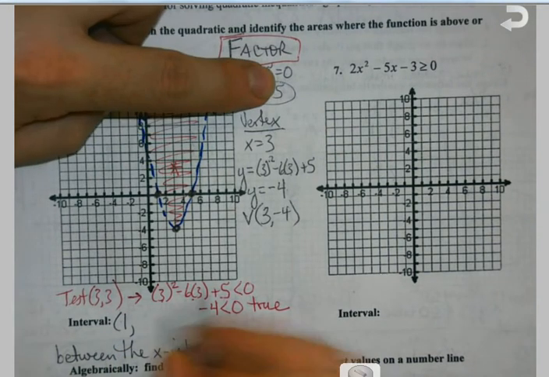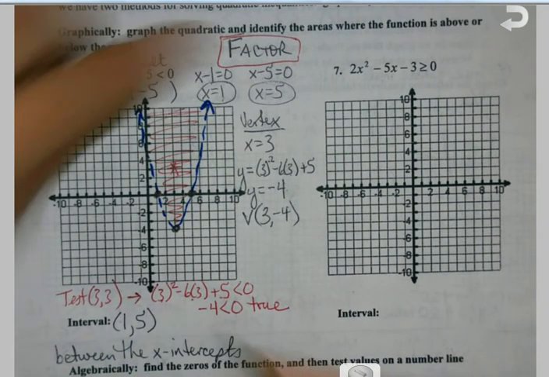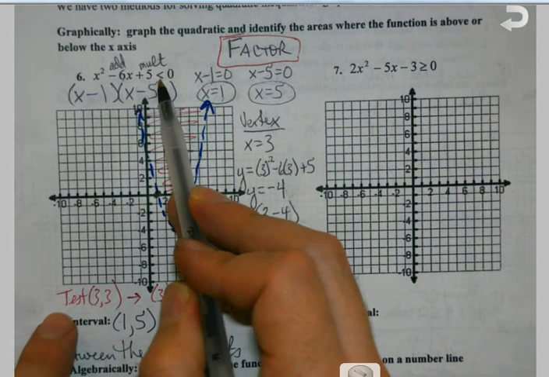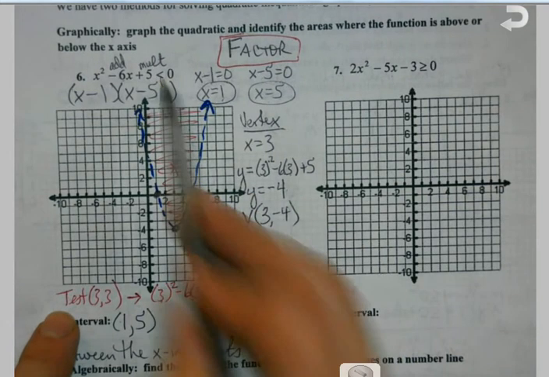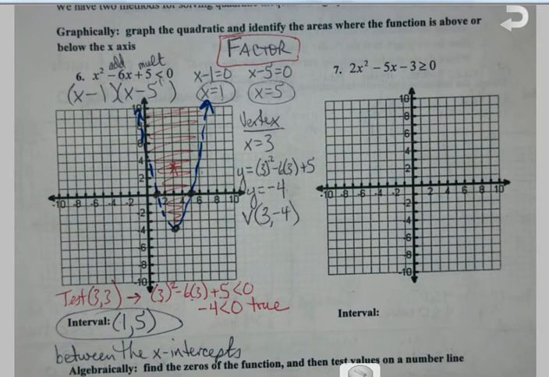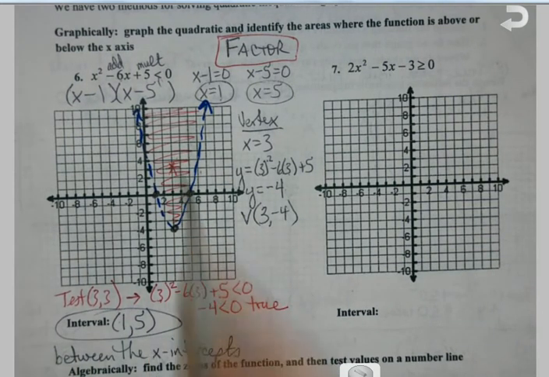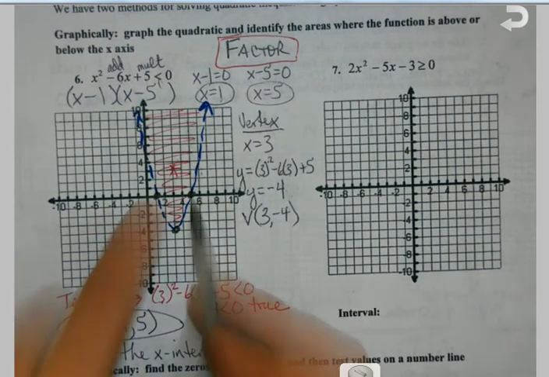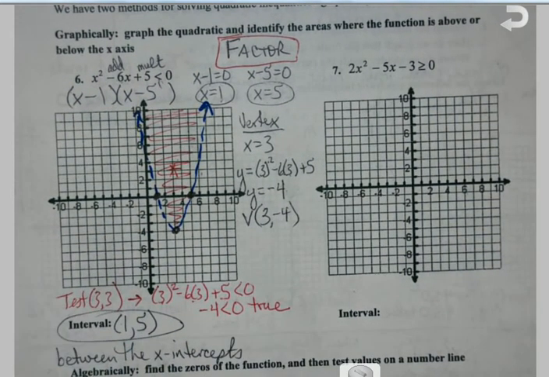My rightmost intercept's at 5. And I use the parentheses because it's the dotted, it's not the or equal to. And that's it. So anytime we shade in the middle, my interval notation's just going to be those intercepts. And that's why we do the intercept part of this.